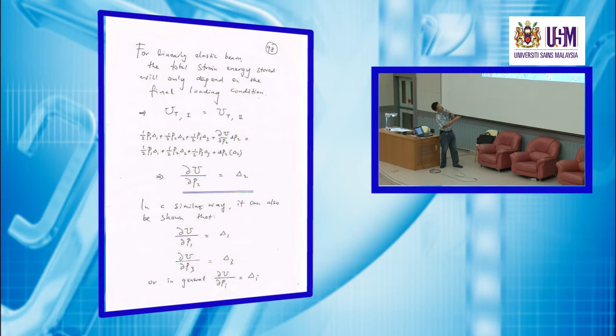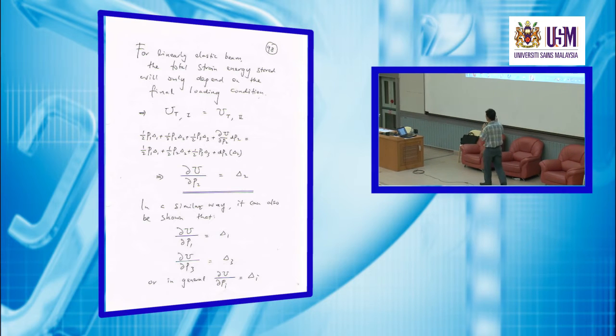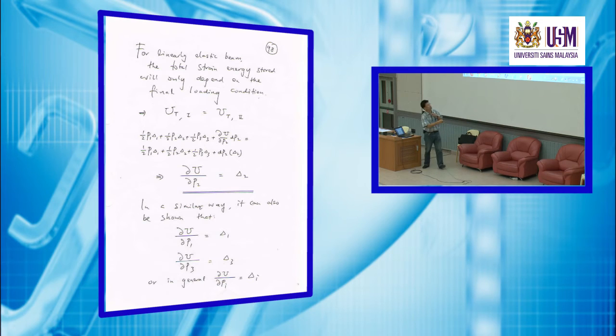Here we make use of the condition that for linear elastic structures, loading sequence does not affect the strain energy, only the final loading. So finally we get these relations that prove Castigliano's second theorem. It says that if you differentiate partially the strain energy with respect to the force, at the point where it is acting, you get the displacement in the same direction as that force, at the same location. We have proven this using this simple example. In the same way, we can prove that del U del P1 is equal to delta 1, and del U del P3 is equal to delta 3. So in general, del U del Pi is equal to delta i.